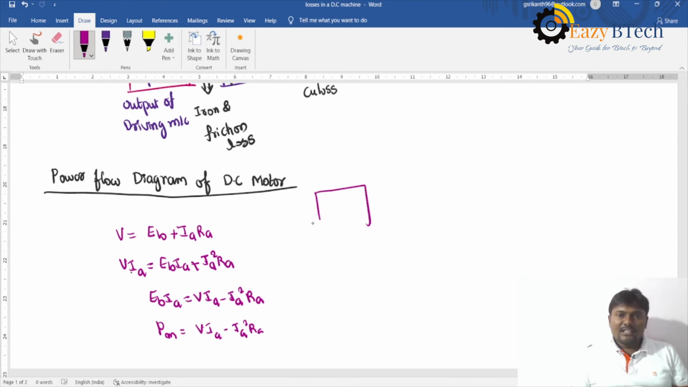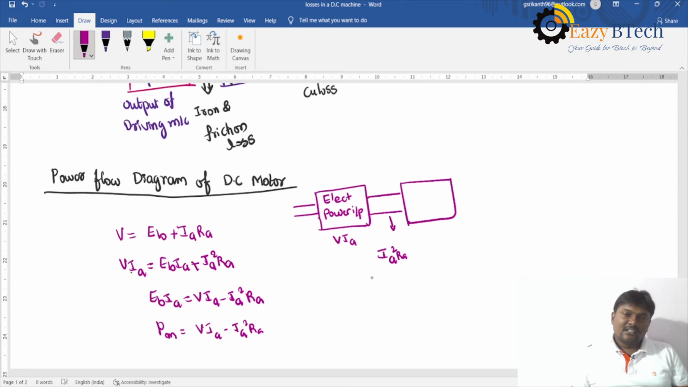So the input is electrical power input, that is V into Ia. From this we subtract Ia square Ra, that is called the copper losses. Then I am getting the gross mechanical power output, that is Eb into Ia.